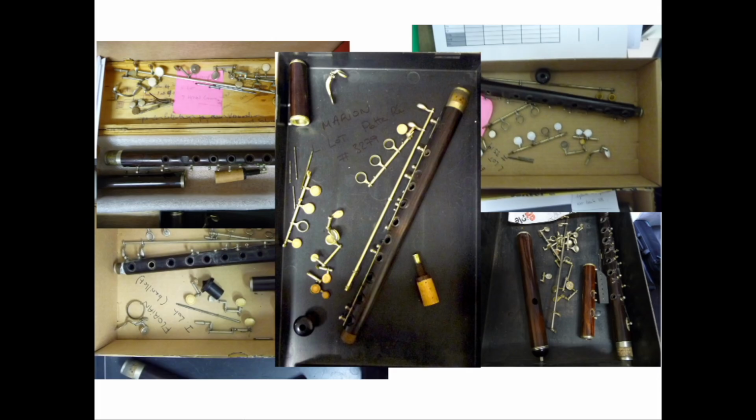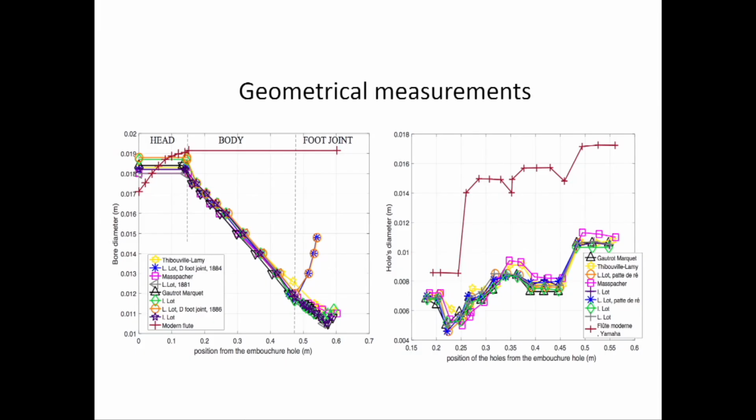We started also by the observation of historical instruments. We had up to 8 instruments, and they have different bore geometries. Here are the bore diameters of the 8 historical instruments with this conical body. Sometimes the foot joint reopens, sometimes it does not. And the instruments have very different head joint diameters. That's a huge difference here. As compared to that, we have plotted here also the geometry of a modern Böhm flute to see that, well, it's quite far away. Here are the side holes, positions, diameters, and so on.